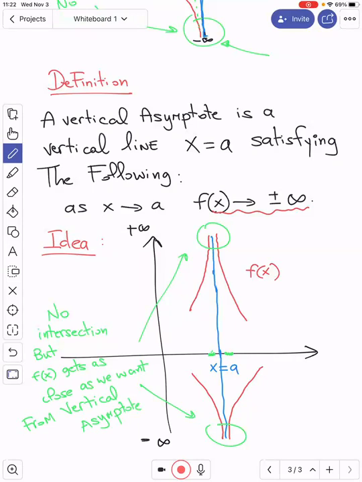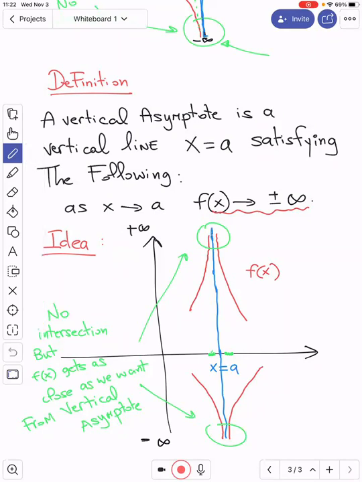Of course, either at positive infinity or at negative infinity. So that's what we mean by a vertical asymptote. Whenever you have a vertical asymptote in the graph, this is what happens: your graph is going to be as close as you want to the vertical asymptote, but there will be no intersection.